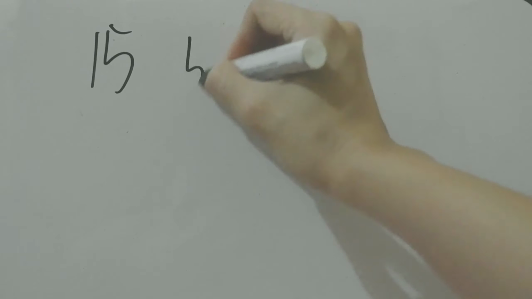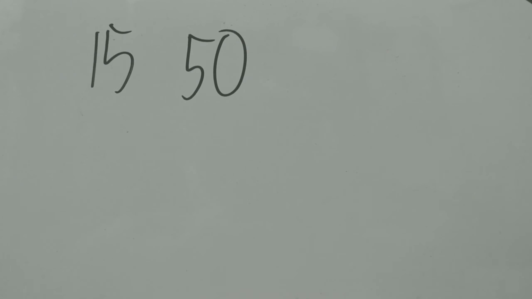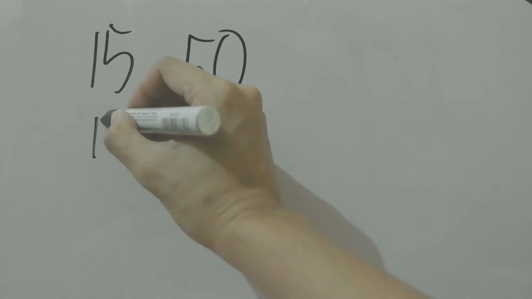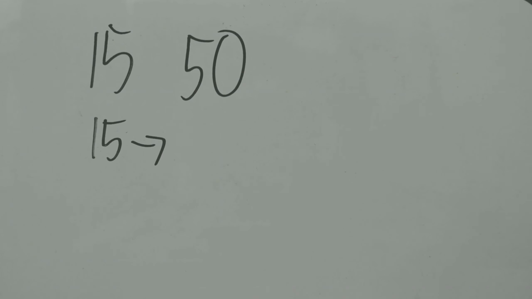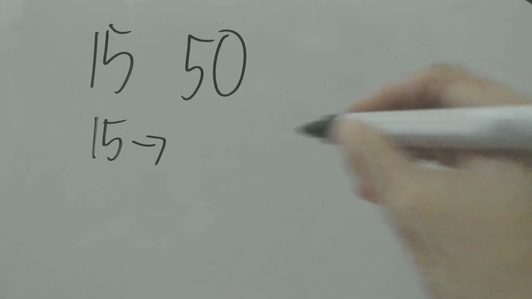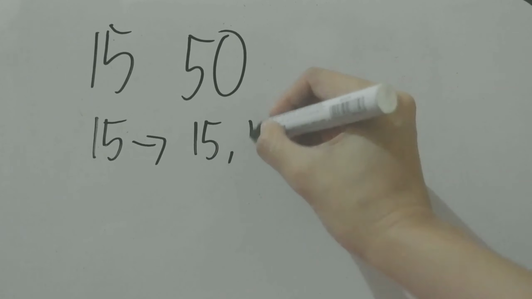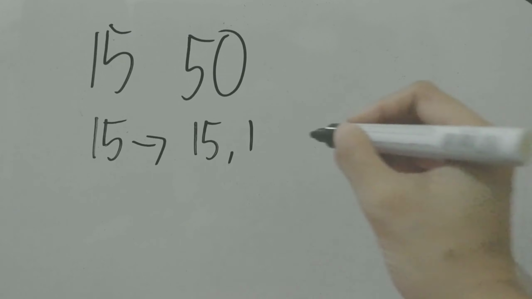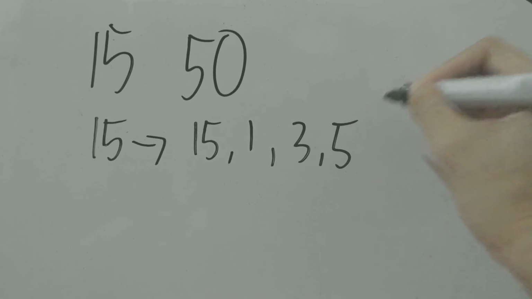Our next example, we have 15 and 50. What is the greatest common factor of 15 and 50? We are going to solve it using the listing method. Let's start with 15. What are the numbers that if we multiply together, the answer would be 15? We have 15 and 1. We also have 3 and 5. So the factors of 15 are 15, 1, 3, and 5.